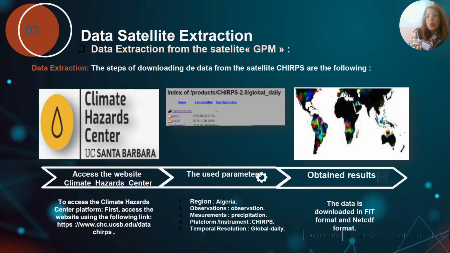Here we have to access the Climate Hazards Center platform, then extract the used parameters, and finally obtain the data in TIFF format and NetCDF format.